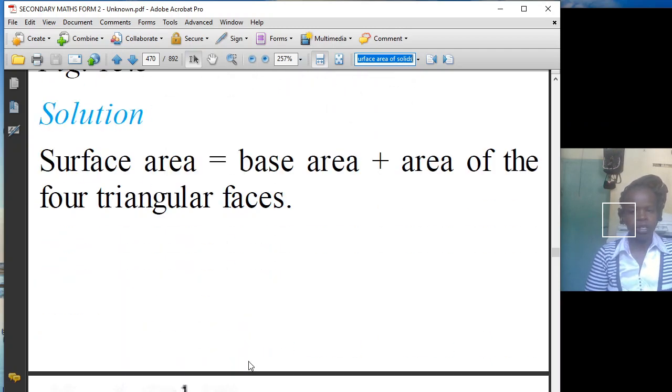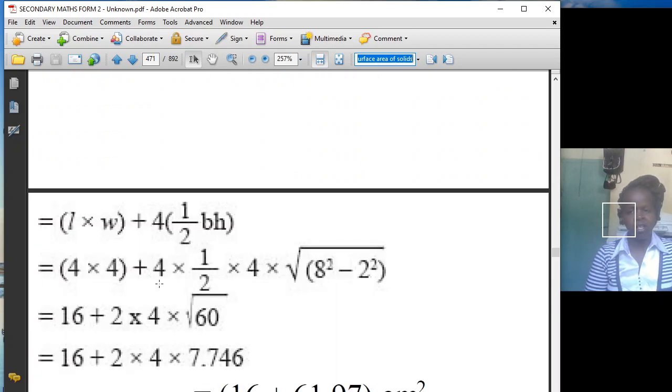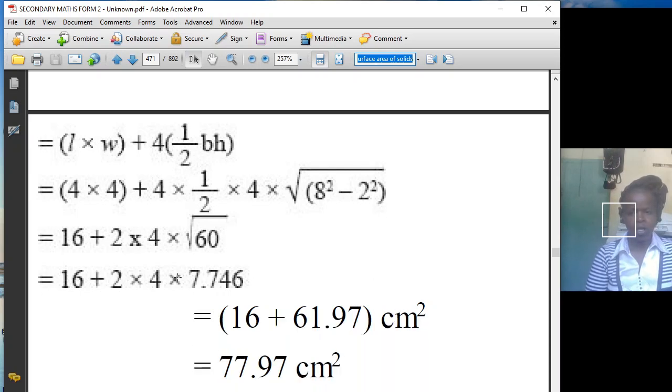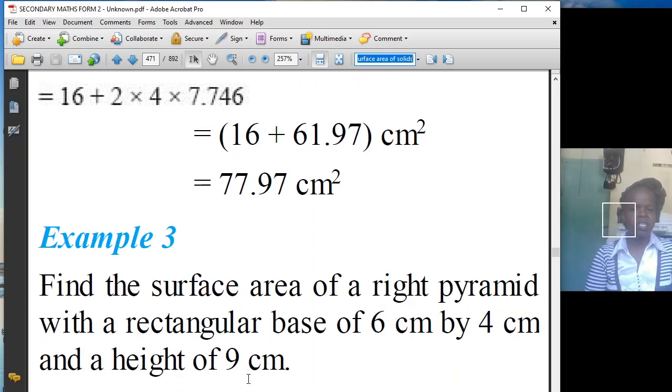That is what is done here. Surface area is the base area plus the area of the 4 triangular faces. 4 by 4, the area of the base, plus 4 into a half times 4 times the height, which is 8 squared minus 2 squared. If you do that working, these 2 cancel with 4 here to make it 2, then times the 4 times the height. You sum them, you'll end up with 77.97 square centimeters. Good.